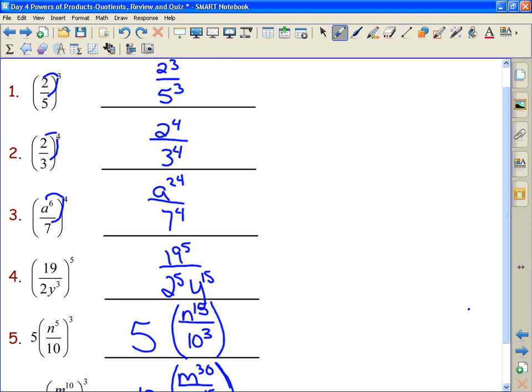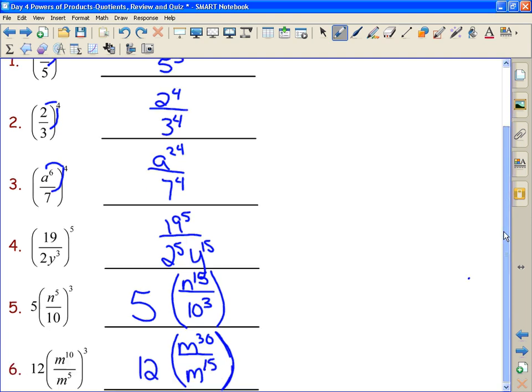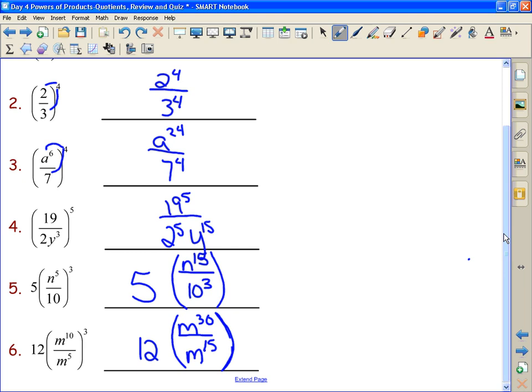Number 4 here gets even a little more challenging. Okay, number 4. We give the 5 to everything on the top, so we get 19 to the 5th power. And now we have to give that 5 to everything in the bottom. So it has to go to the 2 and to the y to the 3rd. So that's how we get the 2 to the 5th. And then 3 times 5 gives us y to the 15th.